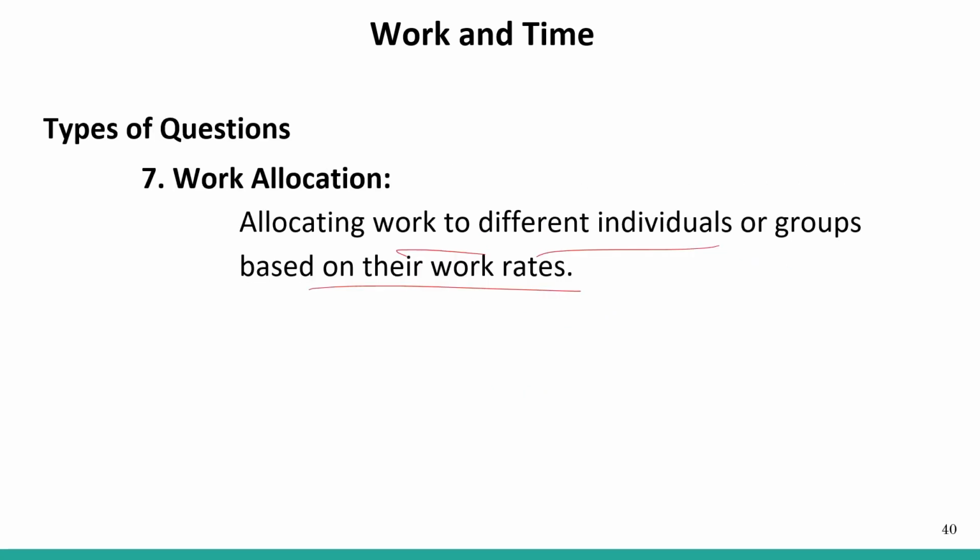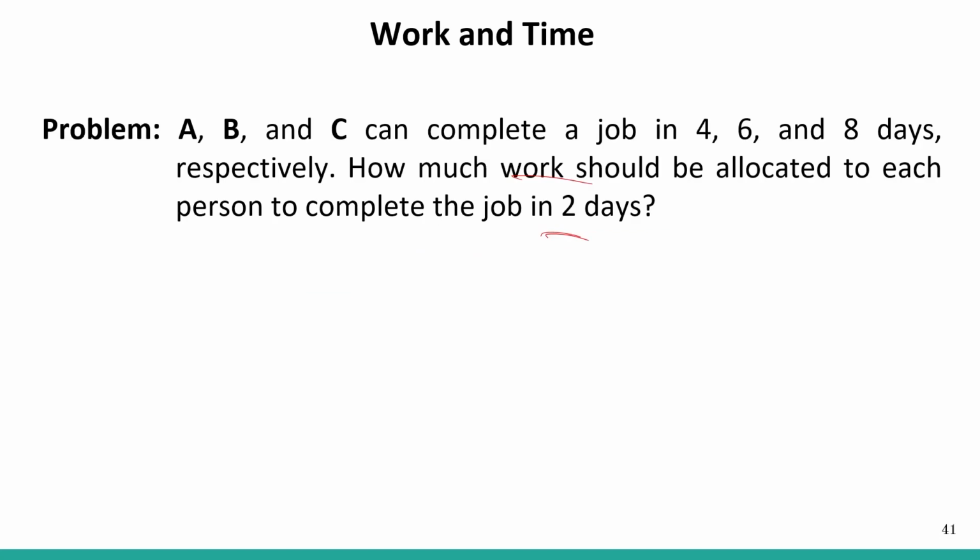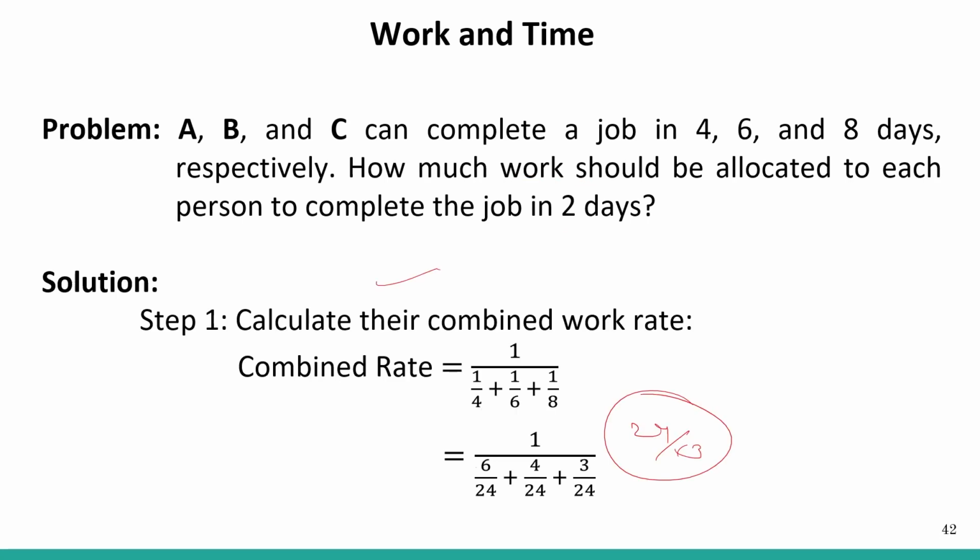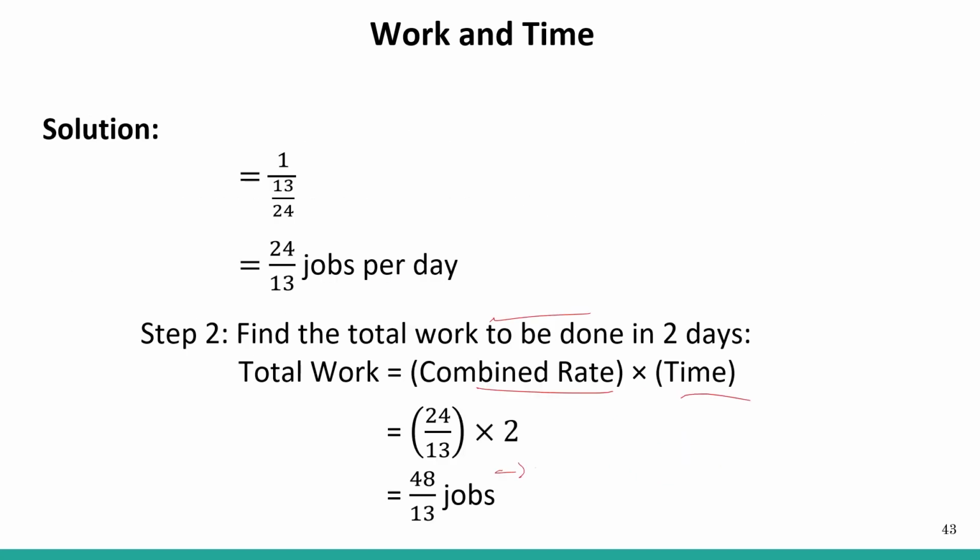So work allocation: allocating work to different individuals or groups based on their work rates. Okay, let's see an example. So if A, B, C can complete a job in 8, 6 and 4 days respectively, how much work should be allocated to each person to complete the job in 2 days? So calculating their combined work rate is what? 24 by 13. So this much amount of jobs per day.